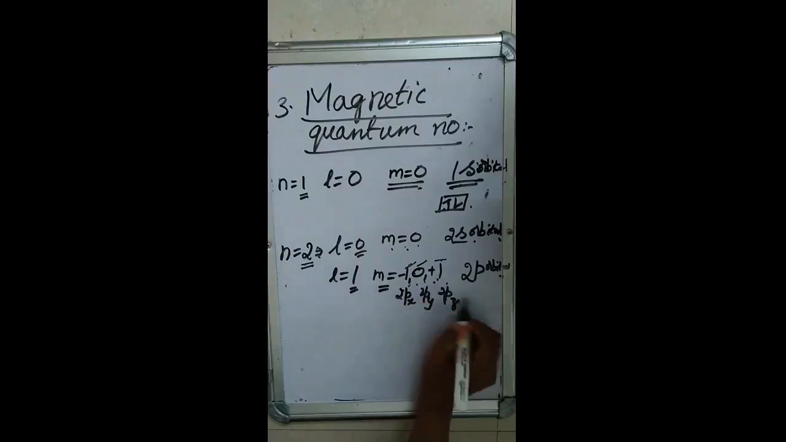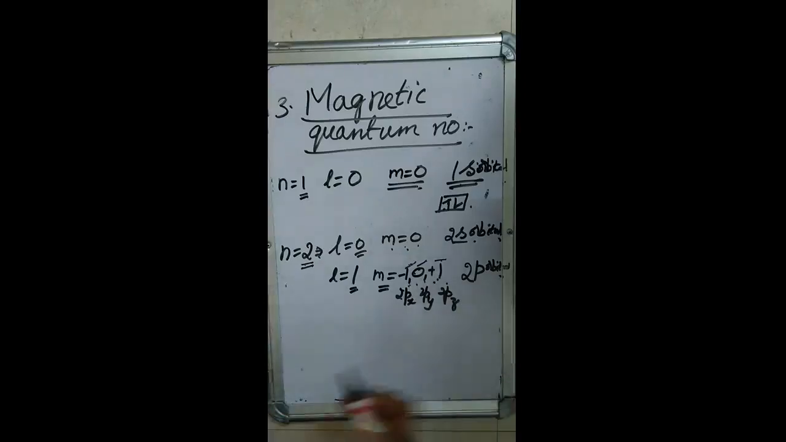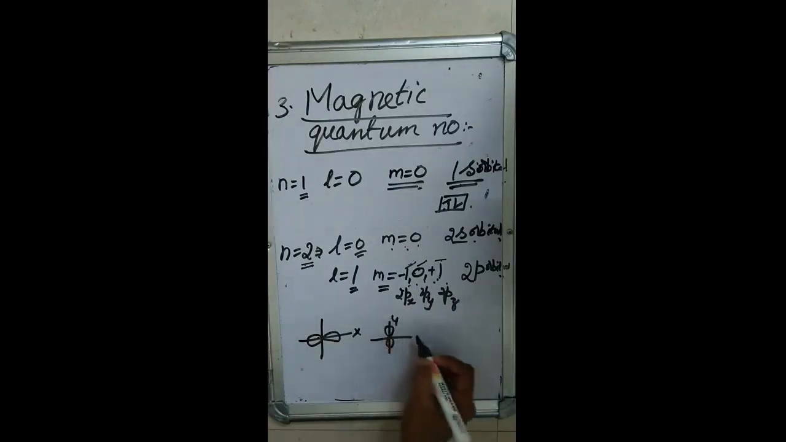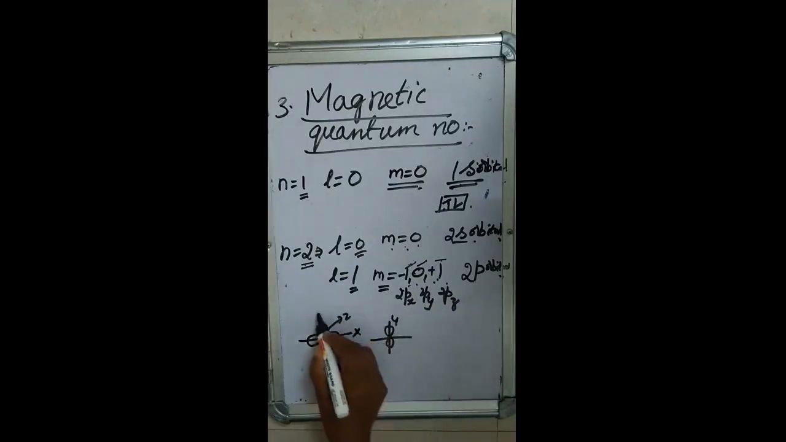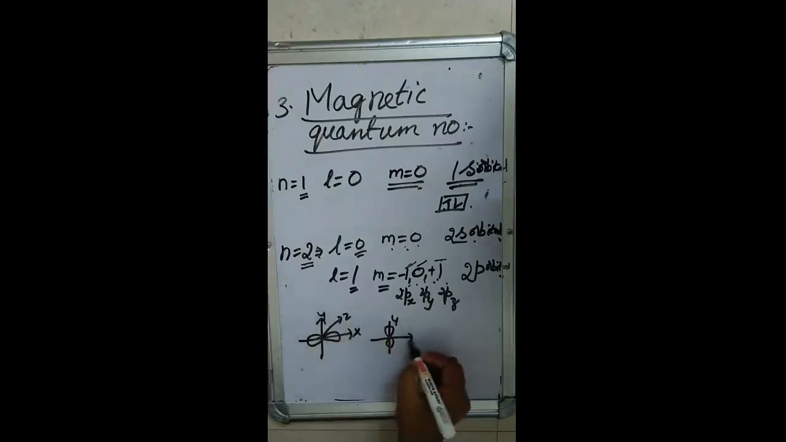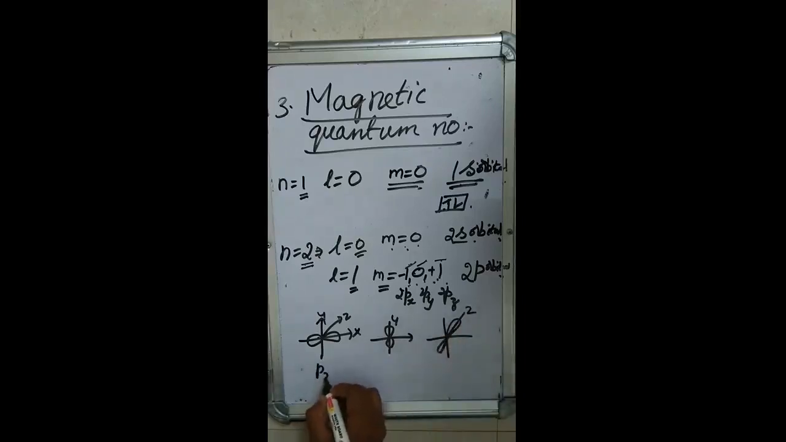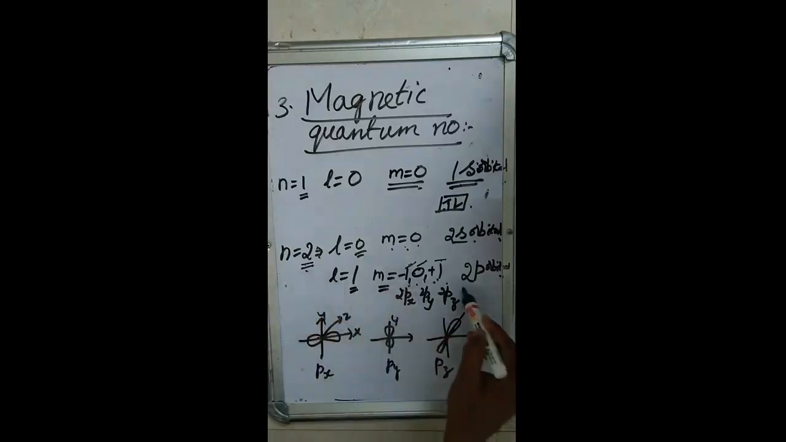You already learned how p orbitals are arranged. Lobes are arranged along the x-axis, like this. Lobes are also arranged along the y-axis, and lobes are arranged along the z-axis. So this is px, this is py and this is pz. Since n is equal to 2, you should write 2px, 2py and 2pz. I hope you understood the concept.